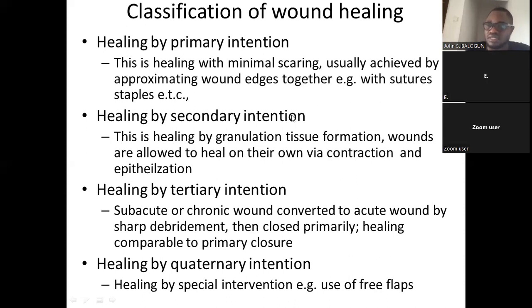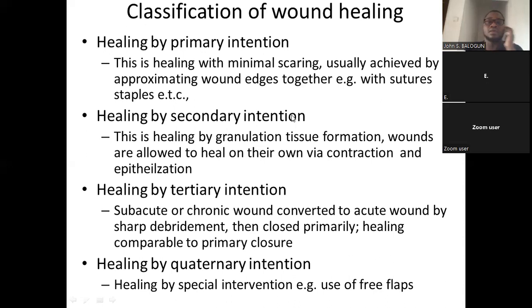Now, how does the body heal with minimal scar in primary intention when the edges are brought together? For instance, a patient comes to you, you look at the wound, you clean the wound, you prepare the wound, and after preparing the wound, you then bring the edges of the wound together by suturing. When you suture the wounds together, that process of healing is called primary intention. Are we communicating? Yes, sir.